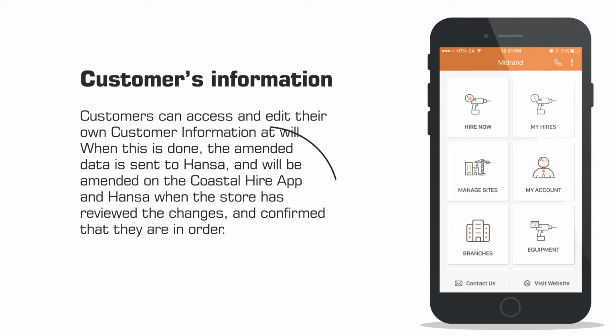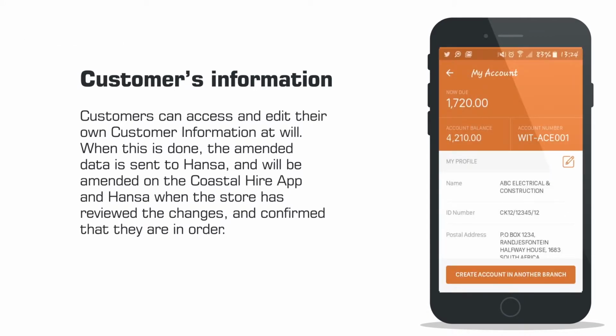Customers can access and edit their own customer information at will. When this is done, the amended data is sent to Hansa and will be amended on the Coastal Hire app and Hansa when the store has reviewed the changes and confirmed that they are in order.